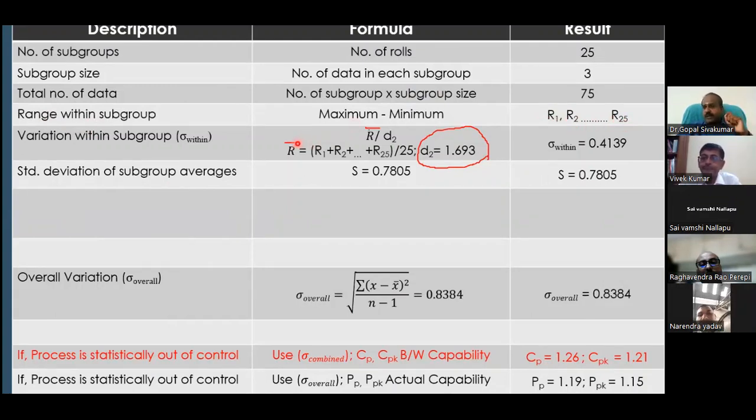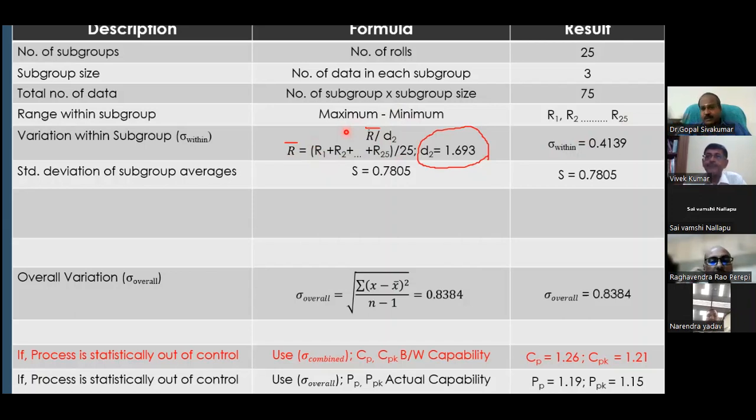Now for every subgroup, calculate the range. 25 ranges are there. Now calculate the R bar. R bar is nothing but the average of all the 25 ranges. Add all the 25 ranges, divide by 25. That's how you get R bar. Now you can convert the range into standard deviation using a statistical formula, R bar by D2. Because range is a measure of variation, standard deviation is a measure of variation, variance is also a measure of variation.